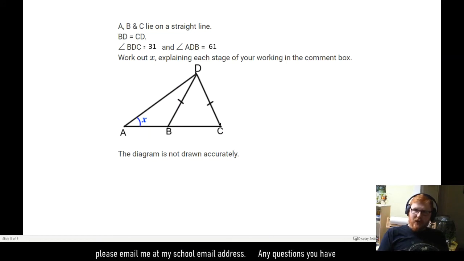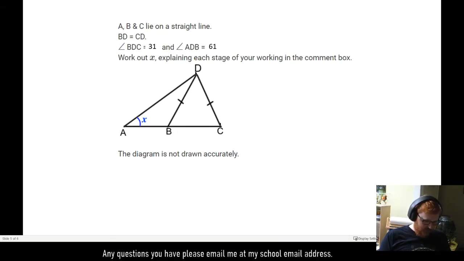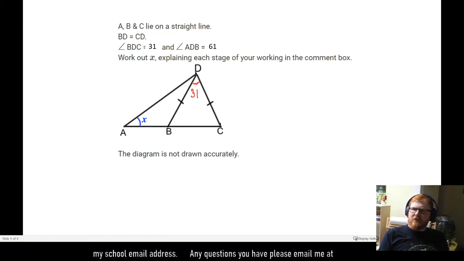Now I've been told that angle BDC equals 31. BDC, so remember, the angle BDC is the angle at D that's formed from the sides B and C. So that's this angle. I haven't got the pen selected. That's this angle here. That angle then is 31. And I'm told that the angle ADB is 61.